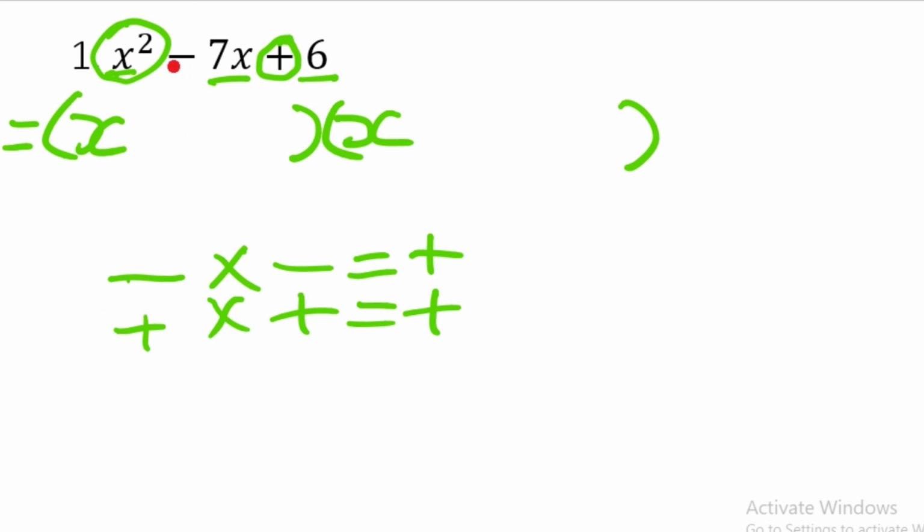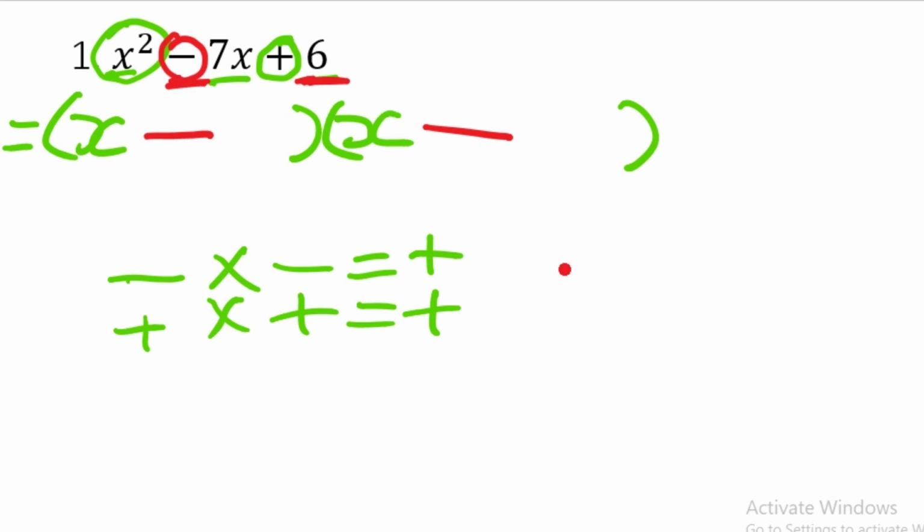We look at the middle sign right here. The middle sign is negative, so we will write negative and negative there. Now we need to look for the factors of 6 that, if we add or subtract them, will give us -7.